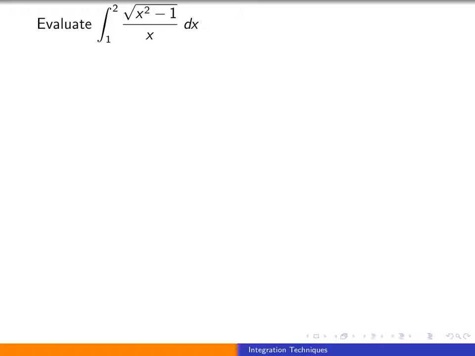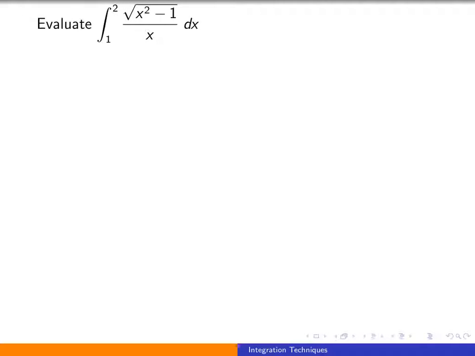In this example, we will evaluate the definite integral from 1 to 2 of the square root of x squared minus 1 over x. Now the immediate observation to make here is seeing this expression x squared minus 1 underneath the square root is really a key indicator that we should try trigonometric substitution.